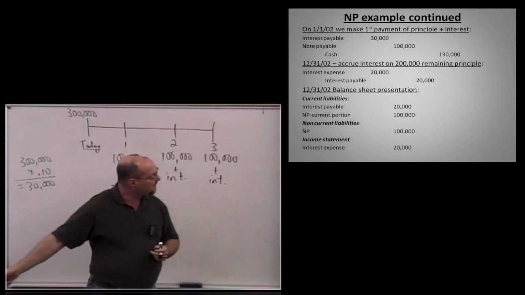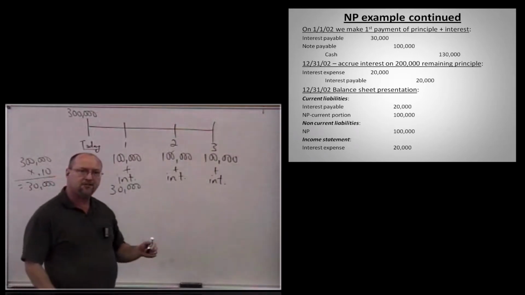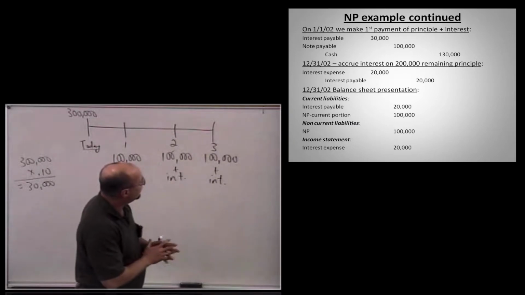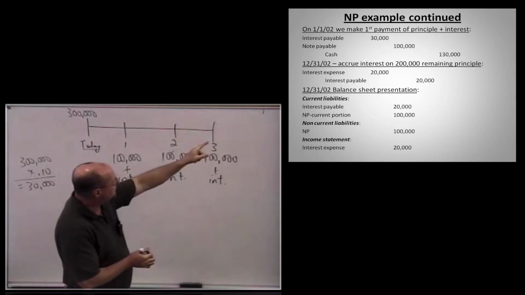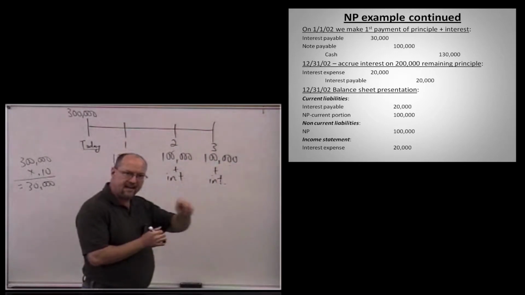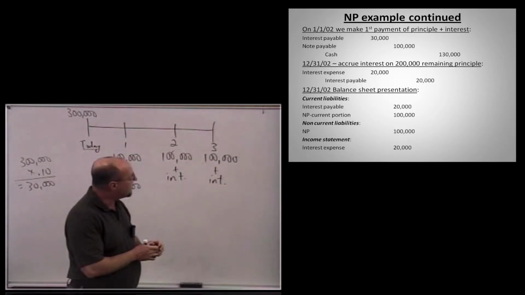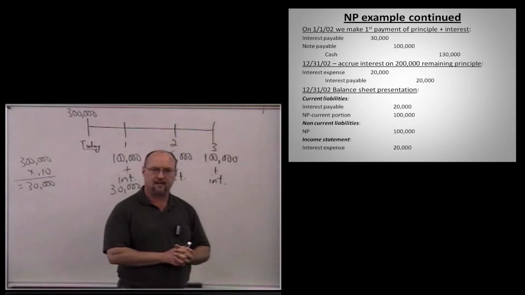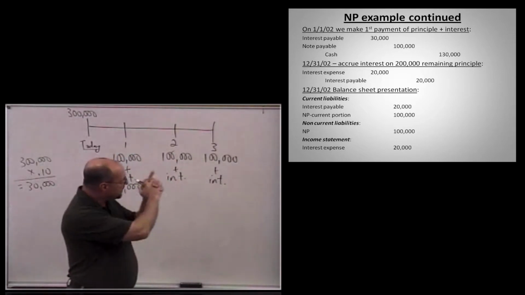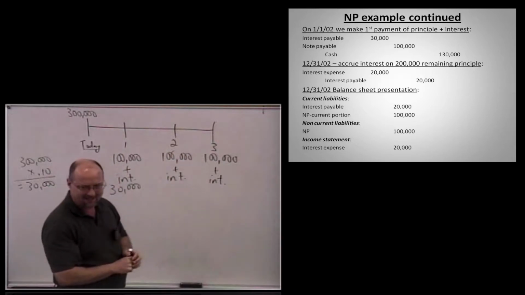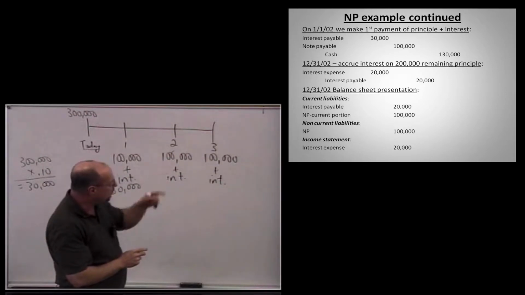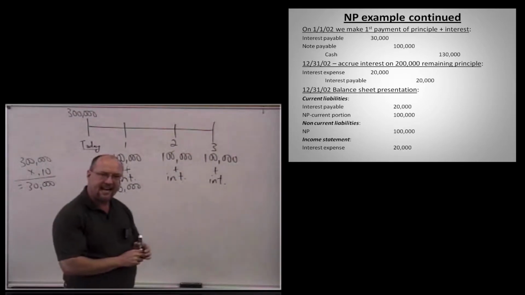Okay. Now, on January 1st of year two, here's our journal entry. It's a little bit not lined up here accurately, but we're going to debit interest payable, liability, because we're paying it down, and we're going to debit the note payable for $100,000, and we're going to cut a check for $130,000. I'll try to get this slide corrected here. We're debiting interest payable for $30,000, debiting note payable for $100,000, crediting cash for $130,000.